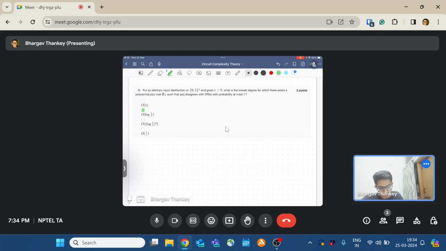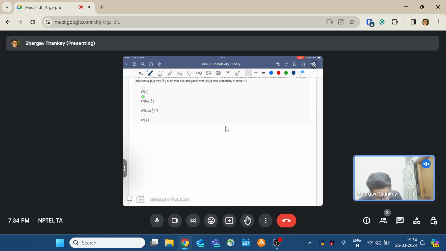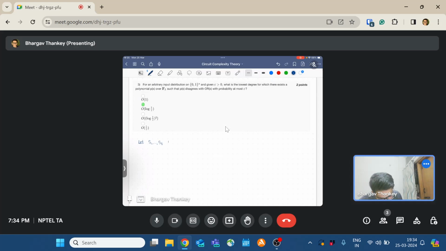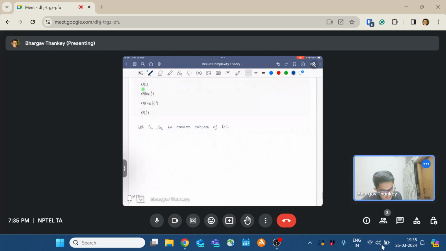So let S1 to St be random subsets of n, and so the polynomial p that we used in class was this, right? 1 minus the product over i in T of 1 minus the sum over j in Si of xj, squared.